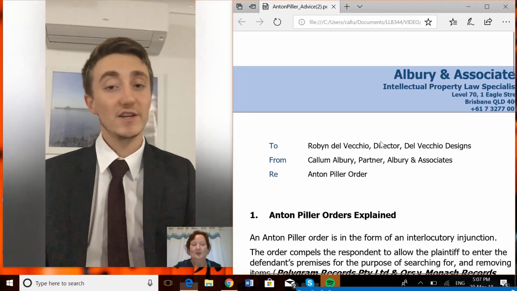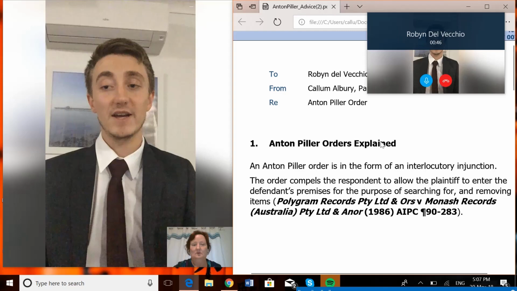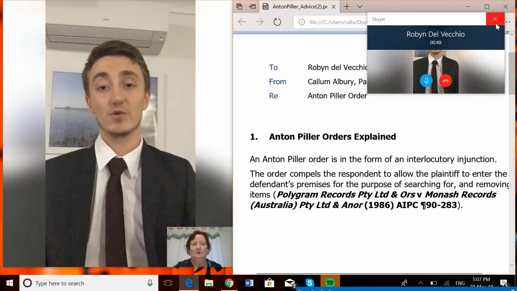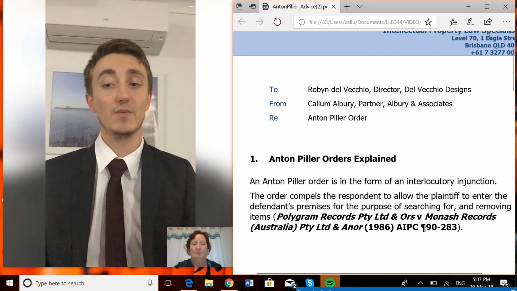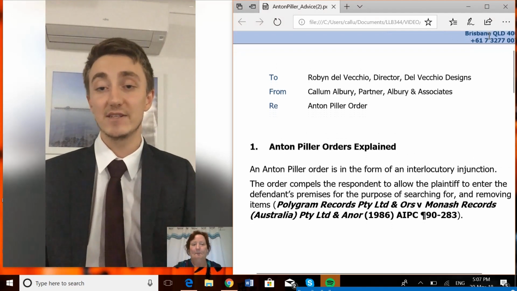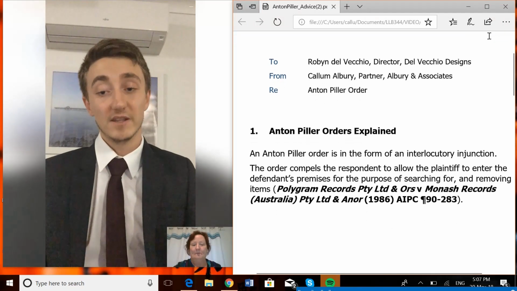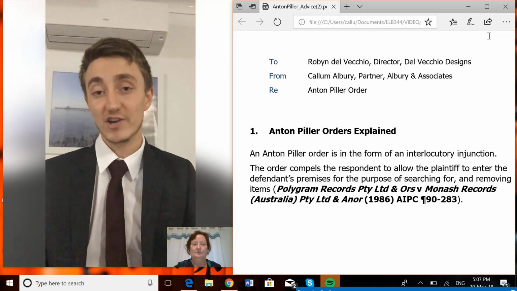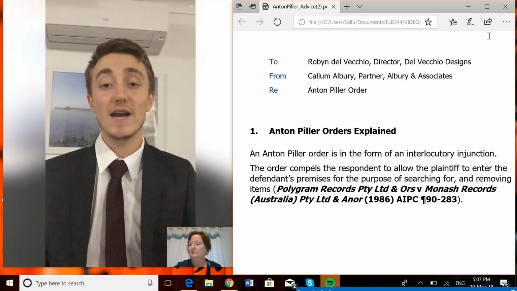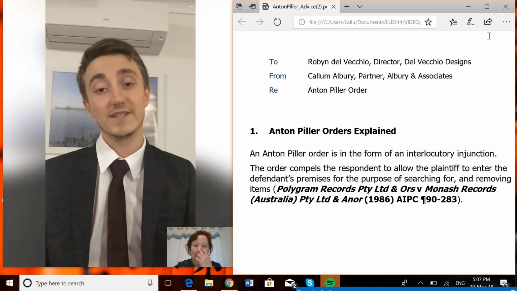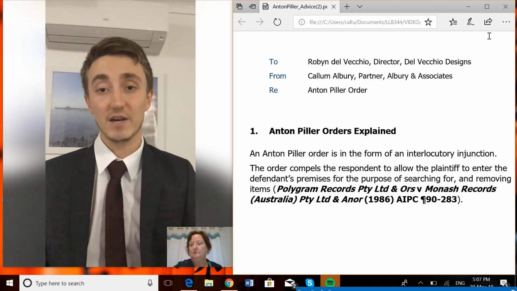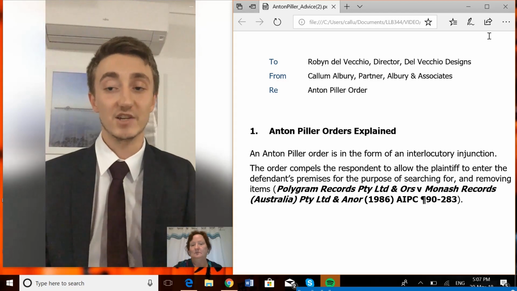Perfect. So as you can see, an Anton Piller order is essentially an order given by the court which orders a defendant to allow a plaintiff to enter their premises for the purpose of searching and seizing evidence. This order is actually made in the form of an interlocutory injunction, which just means that it's made prior to a full hearing occurring. Okay. Therefore, the purpose of an Anton Piller order is essentially to gather evidence prior to a hearing, boosting a plaintiff's chances of success at trial.